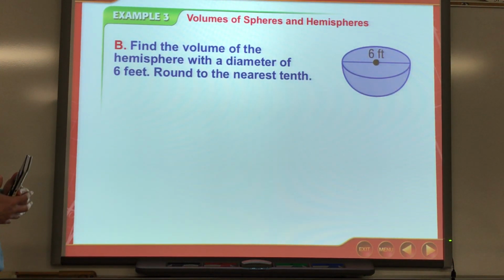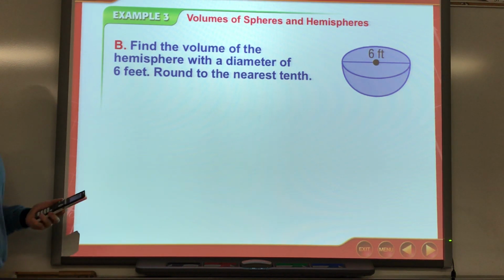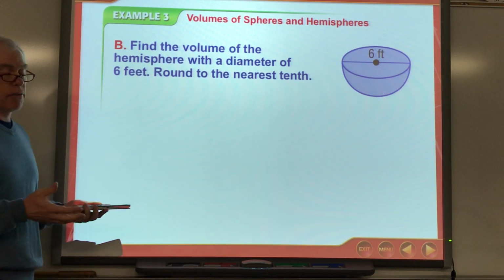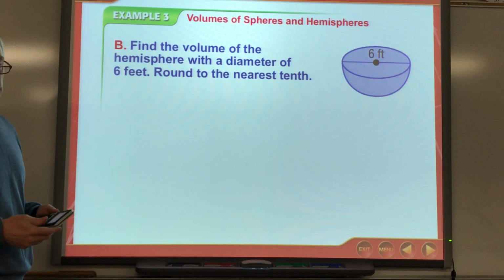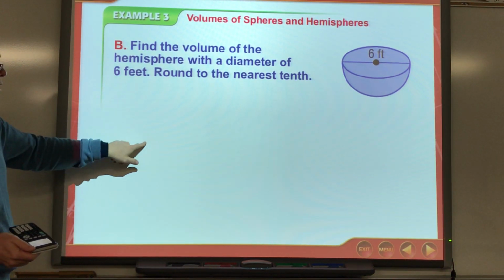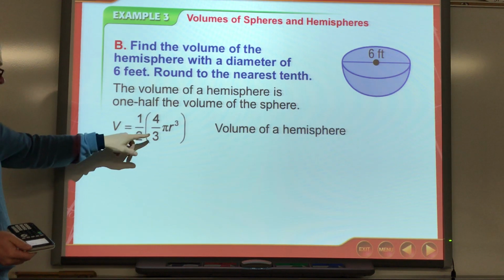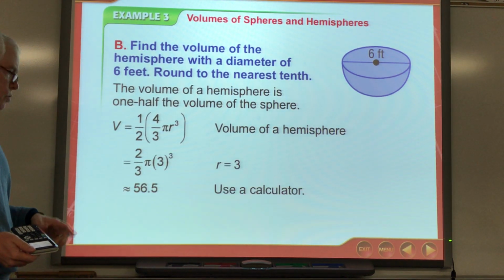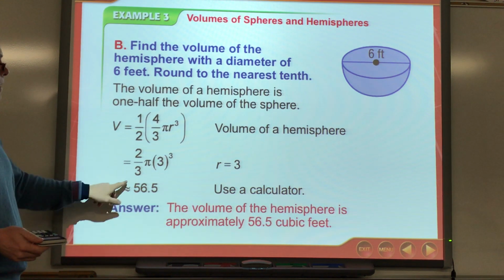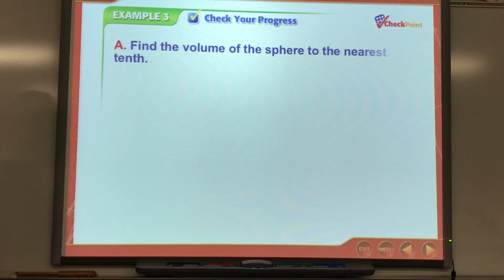So this time, find the volume of a hemisphere. Well, the volume of a hemisphere is just half that of the volume of a sphere. So instead of 4/3 pi r cubed, I could do 2/3 pi r cubed. And the radius there is going to be 3. So instead of that, we'll do 2/3 pi r cubed. Radius is 3, so about 56.5.